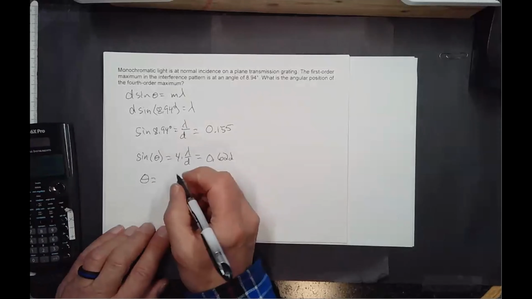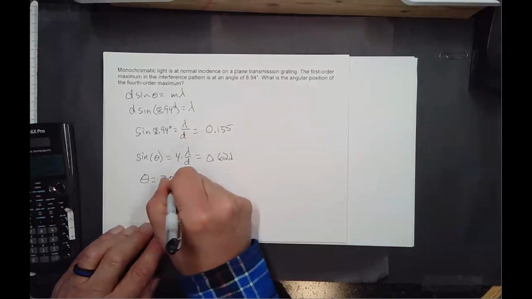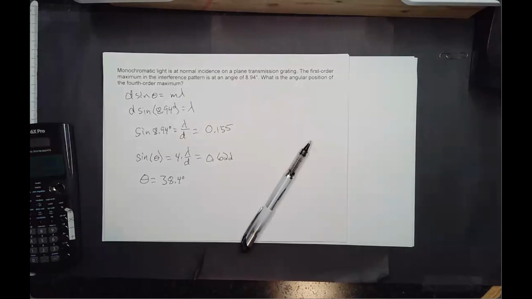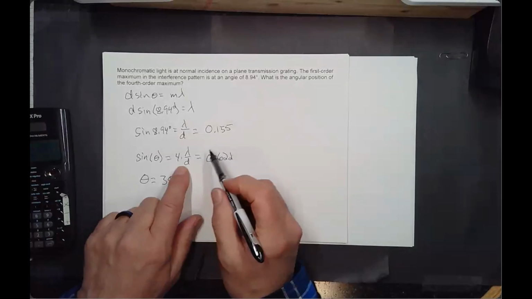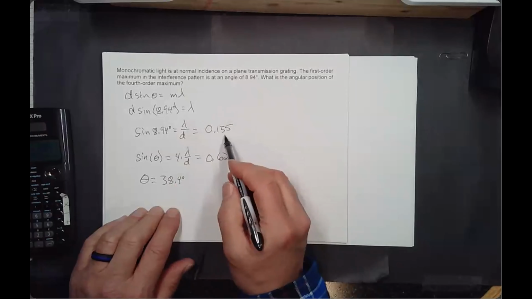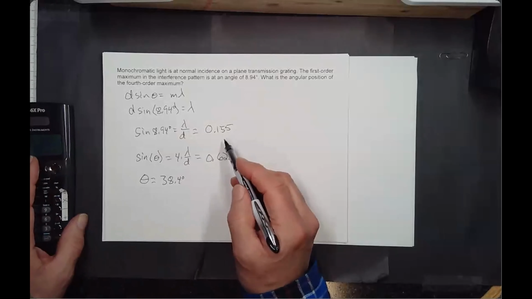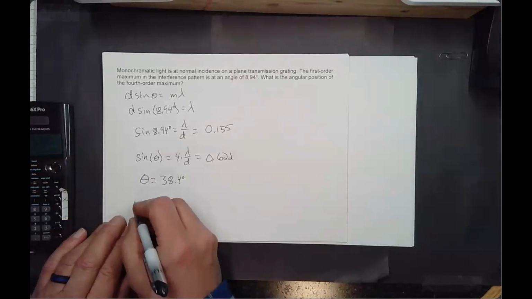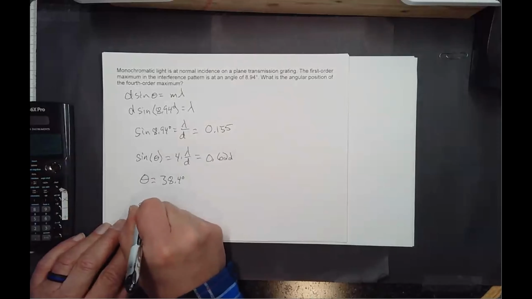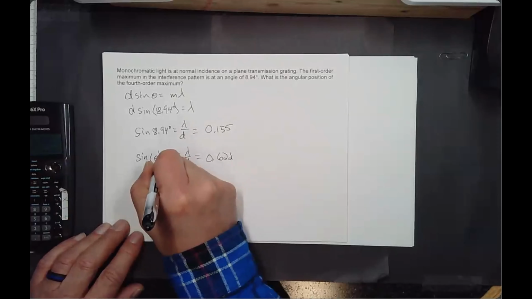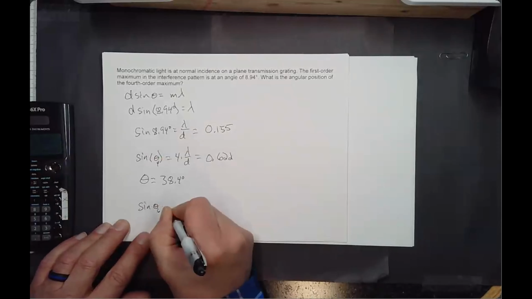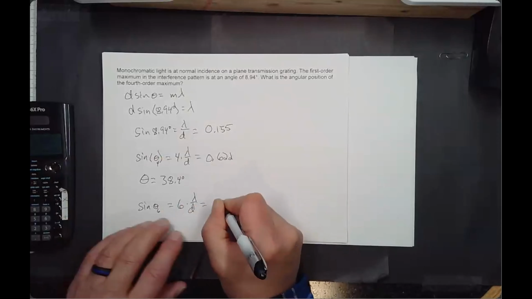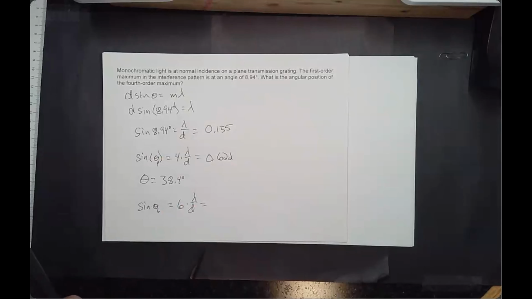It's like 38.4 degrees. Okay, so that's pretty widely spread out. Now, is there a maximum? Actually, with 0.155, I could get all the way up to 6, I would think. So let's figure out where the sixth order maximum happens to be. For that, I'd have the sine of theta sub 6, since this was theta sub 4. It's going to be 6 times lambda over d, which is 6 times 0.155.